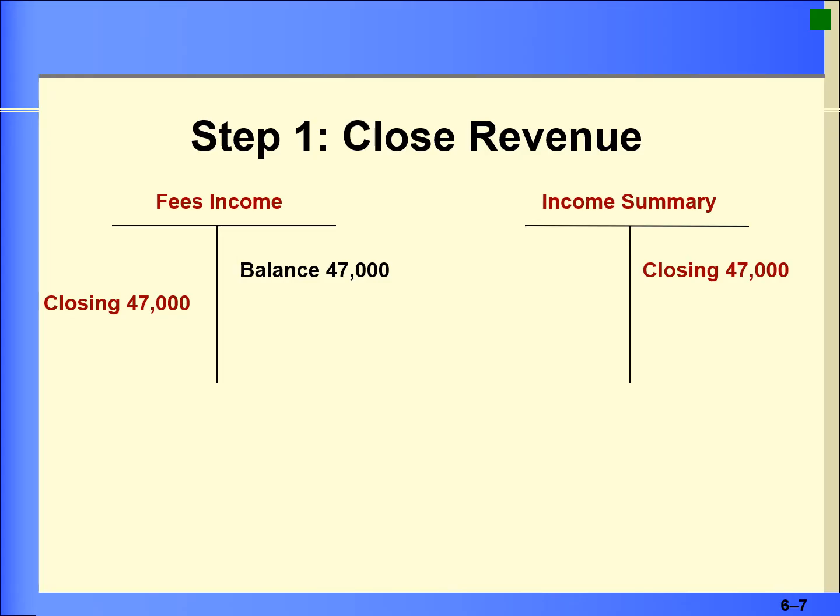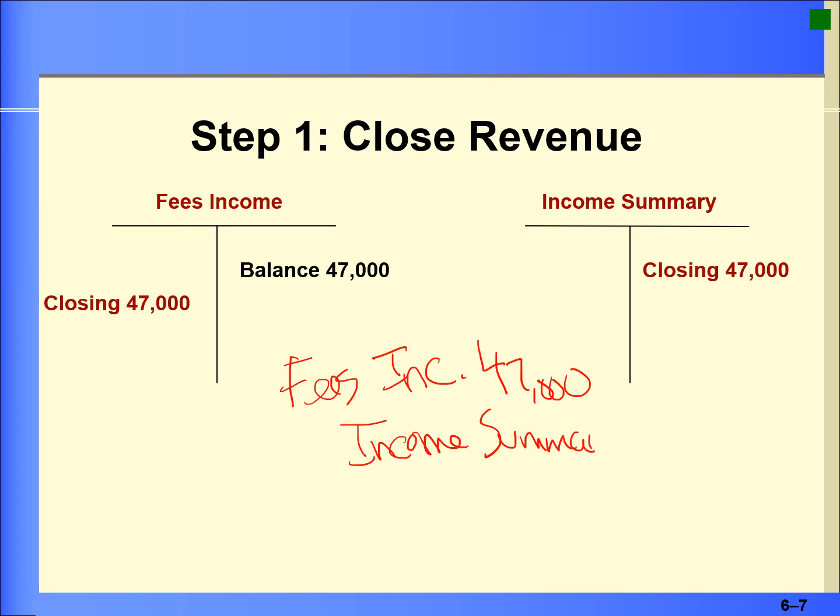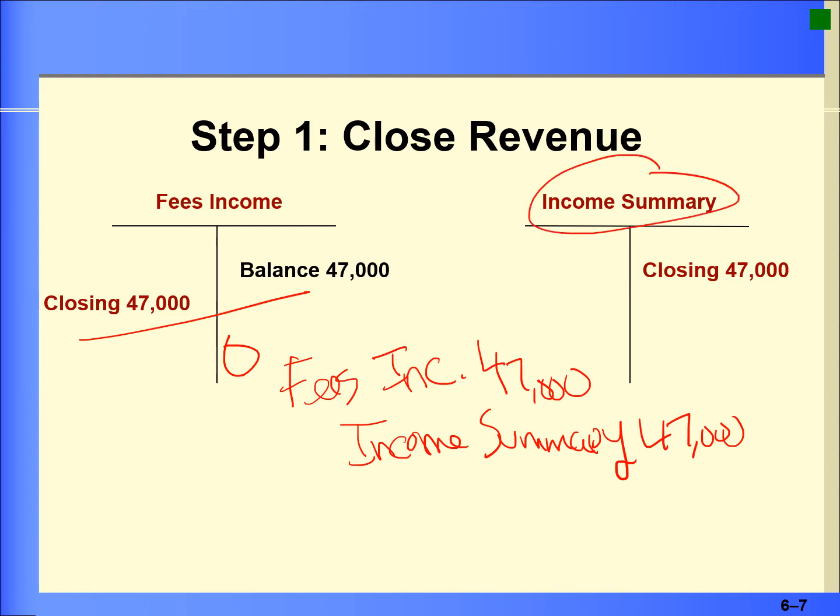So notice, again, using the T account idea, if we were to actually close out this fees income account, we would be debiting fees income for $47,000. That'd be the actual journal entry. And then you're going to credit income summary for the same $47,000. And notice, once you post this into your ledger, your fees income account will then be zero. Okay, so temporarily it's going to be held in this account called income summary.